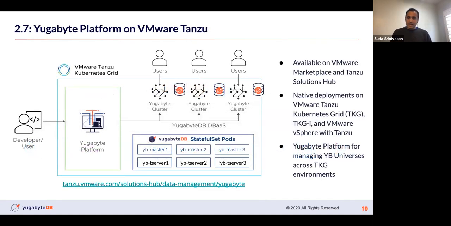Now, that being said, we announced, I think last April or May, our support for VMware Tanzu, and that YugabyteDB was certified by VMware Tanzu to run on VMware Tanzu. In 2.7, we've done a lot of work to further that relationship and that integration. I might walk us through what's new in 2.7 for this.